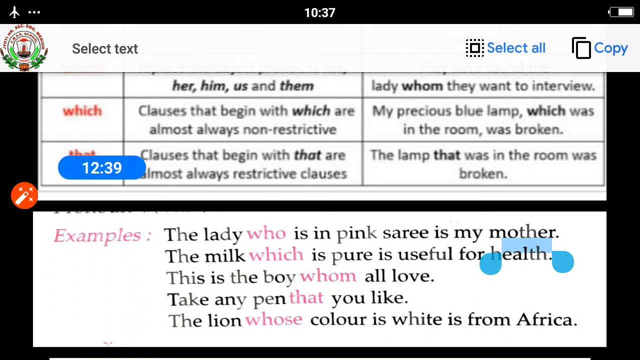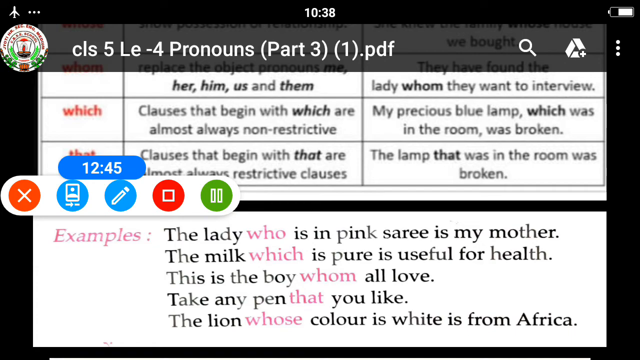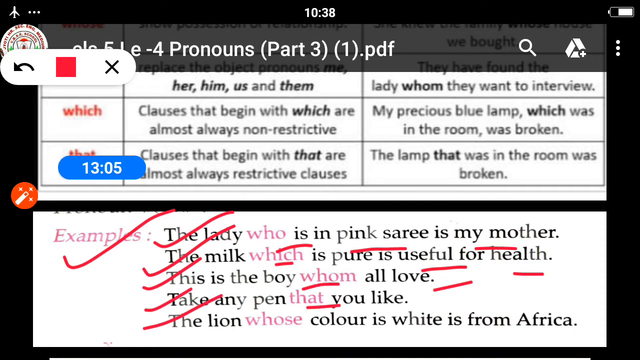You can see some more examples of relative pronouns. The lady who is in pink sari is my mother. The milk which is pure is useful for health. This is the boy whom all love. Take any pen that you like. The lion whose color is white is from Africa.